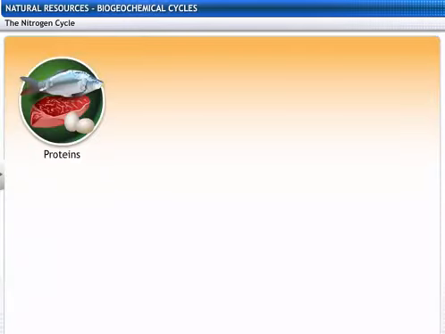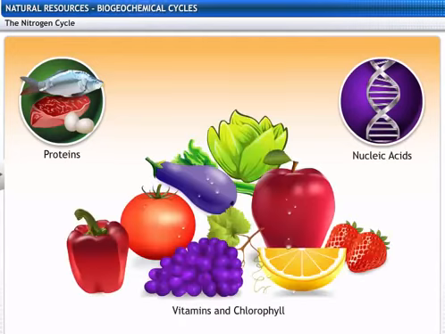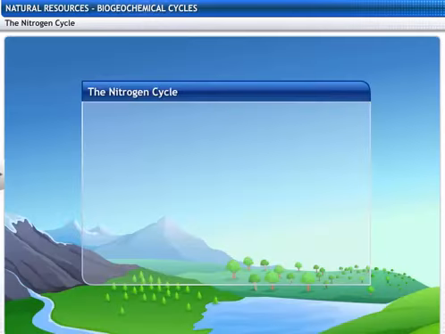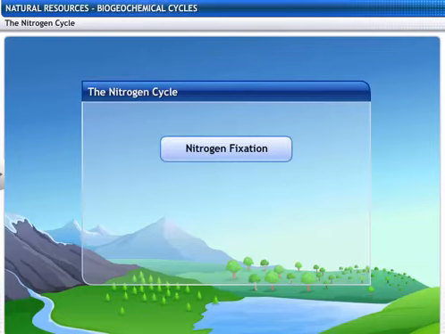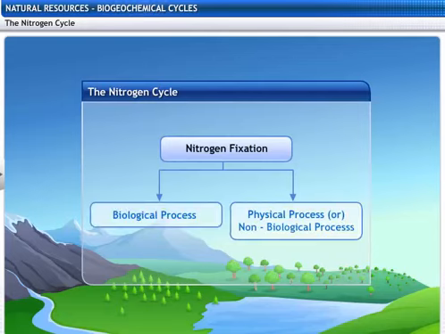Nitrogen is an essential constituent of proteins, nucleic acids like DNA and RNA, vitamins and chlorophyll. This makes nitrogen an essential nutrient for all life forms. Interestingly, most living organisms cannot use nitrogen directly. So, it needs to be converted into usable forms by fixation, either biologically or physically.